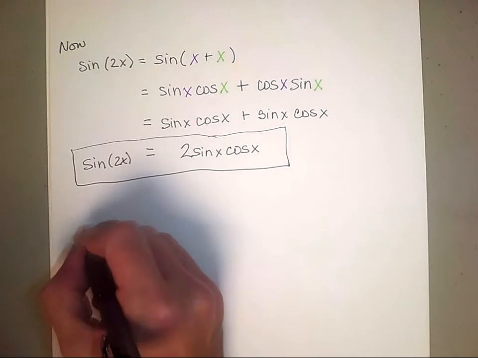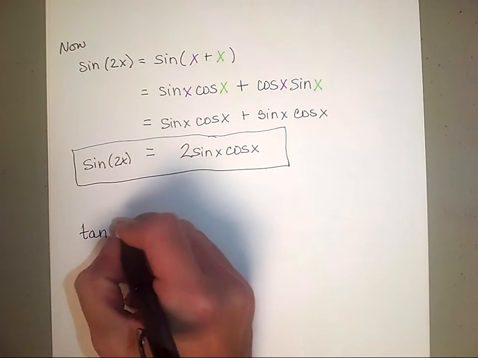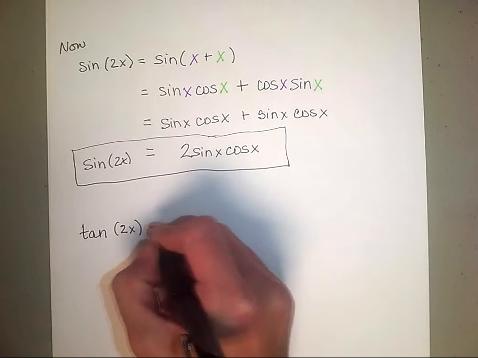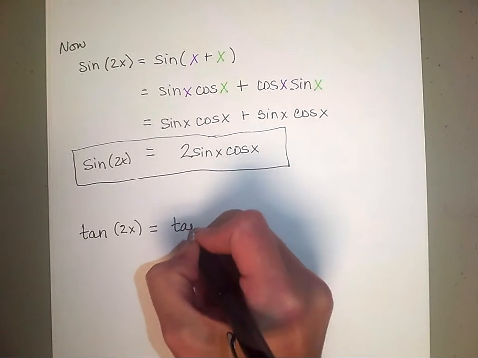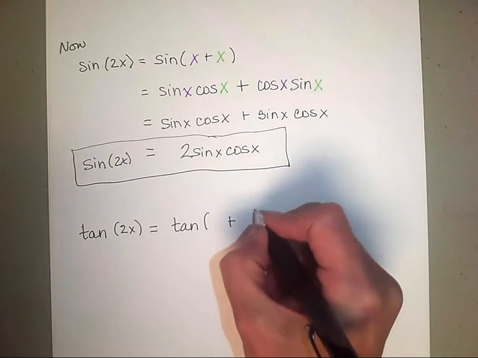And we can also do it with the tangent. So the tangent of 2x's, again, is the tangent of x plus x.